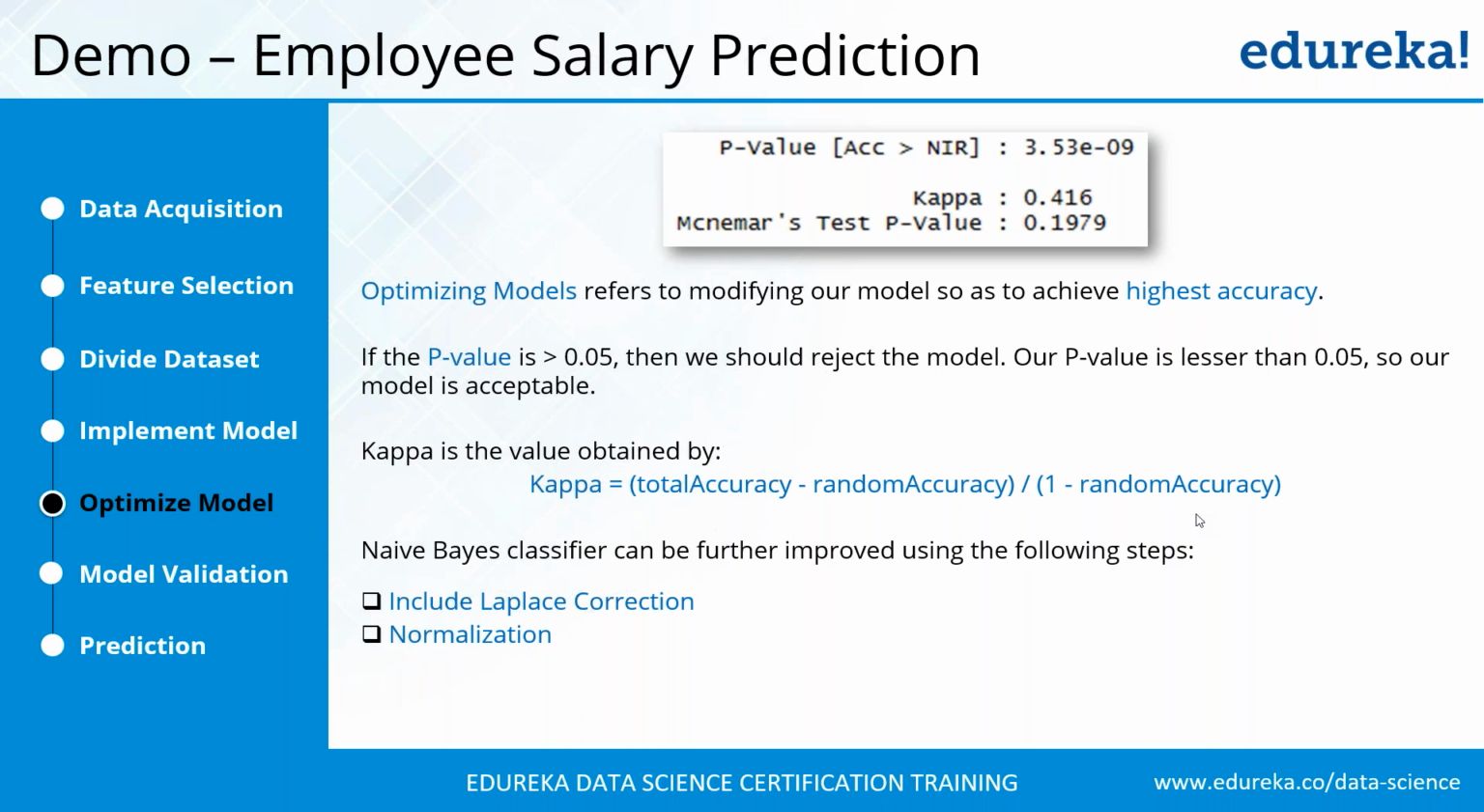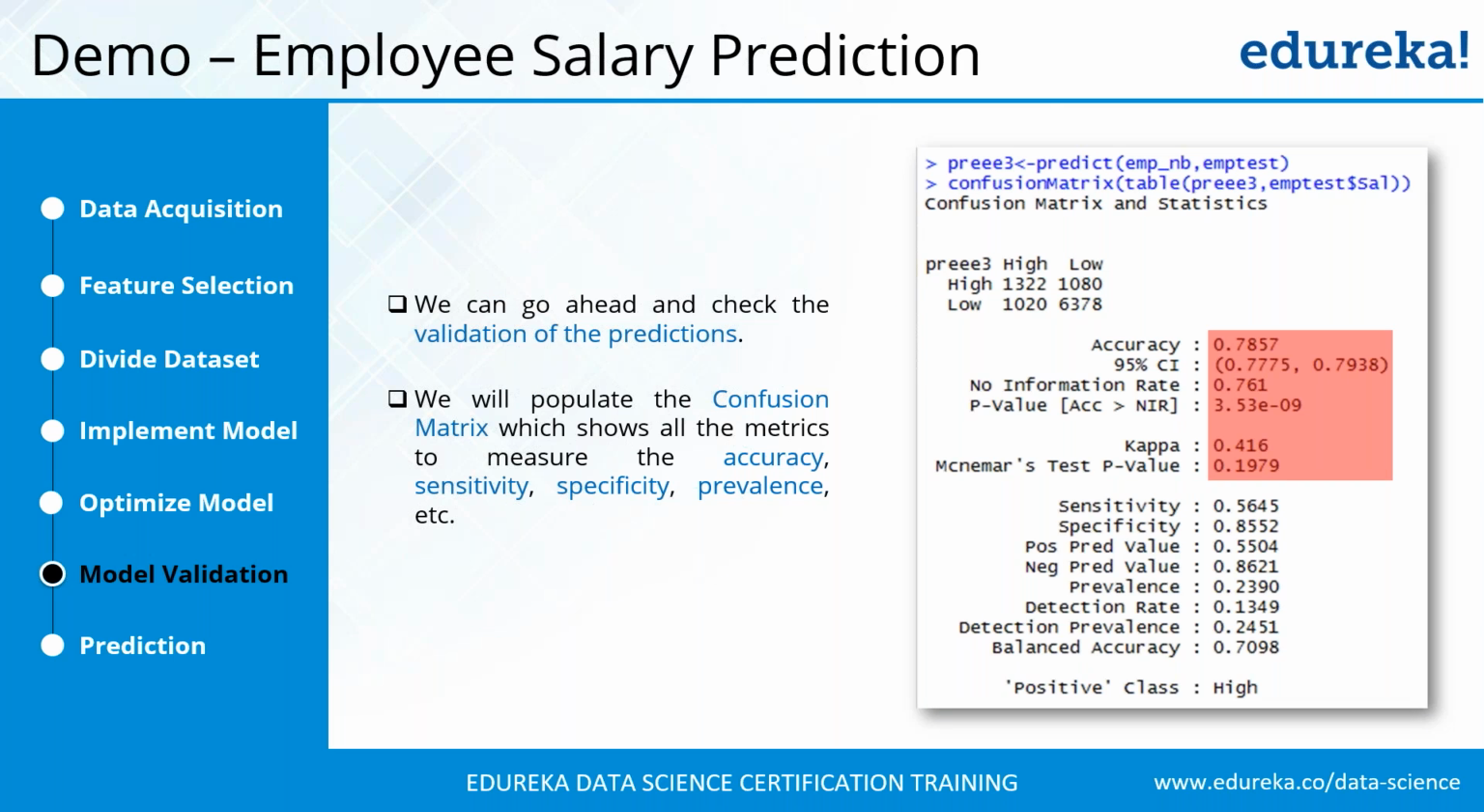I'm going to talk about that as well. There are certain standard ways we can improve, like including Laplace correction or doing some normalization. I might not focus on that part, but I'll be focusing on building this model first and trying to understand the various accuracy measures, right? And then comes the model validation, which is again based on our test data set, which we reserved in the beginning. Okay. So we're going to discuss the confusion matrix, what we mean by sensitivity, specificity, and all the different measures that it gives me.